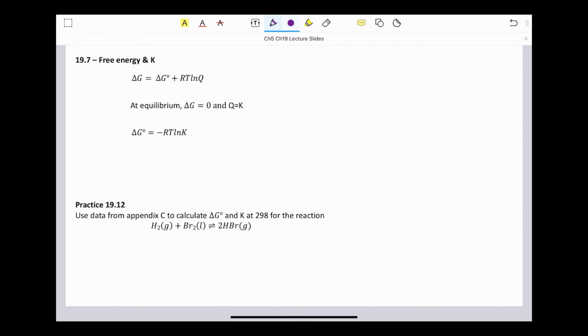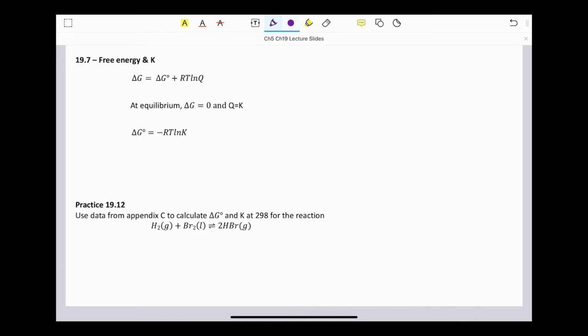Hello AP Chemistry and welcome to 19.7, the last bit of this unit, where we talk about stuff we haven't talked about yet. As long as you get the gist and as long as you can use the equation, you will be good to go for now, okay?